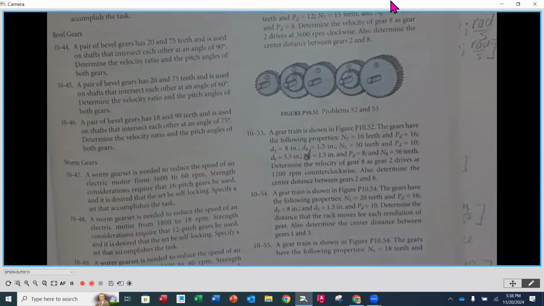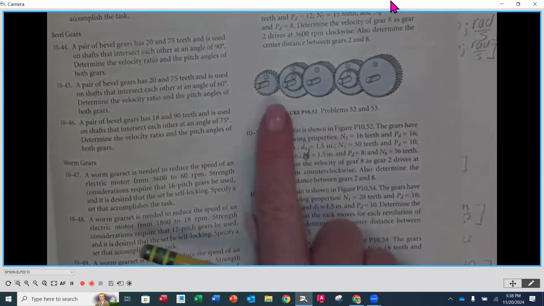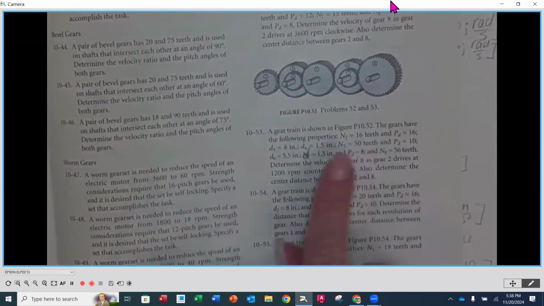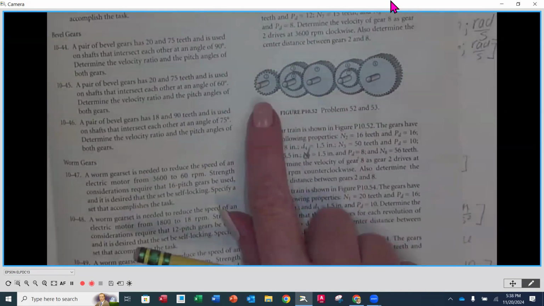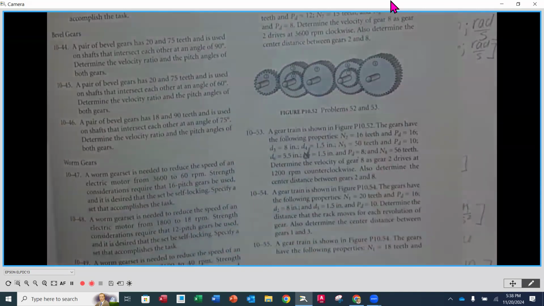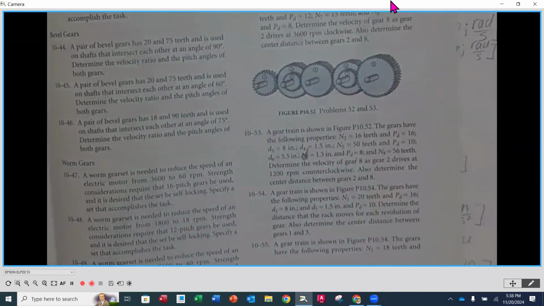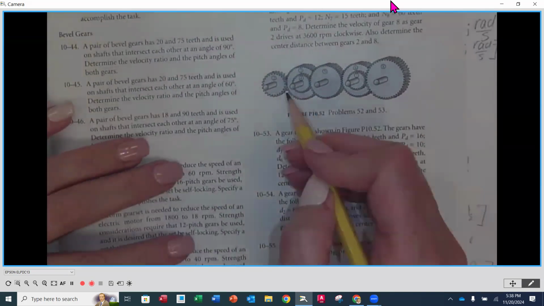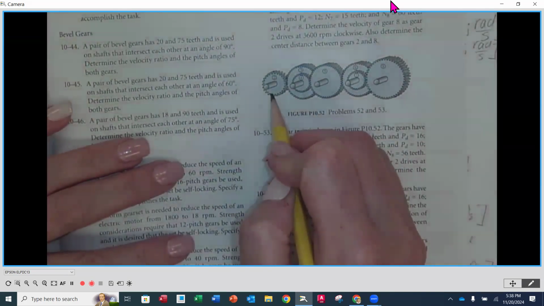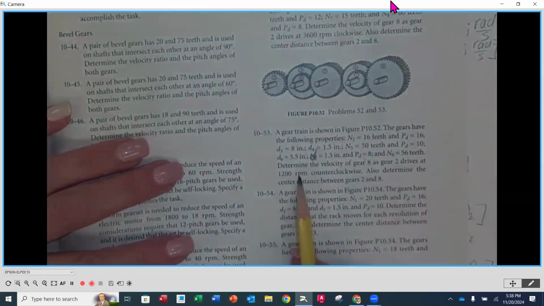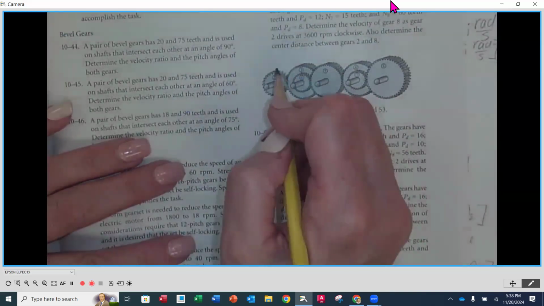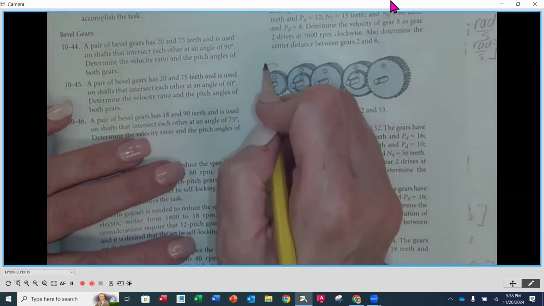Okay, 1053. So we have a gear train here. It's shown directly above. The gears have the following properties. They're giving us the number of teeth, diametral pitch, or the pitch diameter for each one of the gears here. Now, what I want to show you is where this idler is. So we start out, our input is going to be on gear number 2, and it tells us that gear number 2 drives at 1200 RPMs counterclockwise. So that means that gear number 2 is going in this direction, W2 right there.